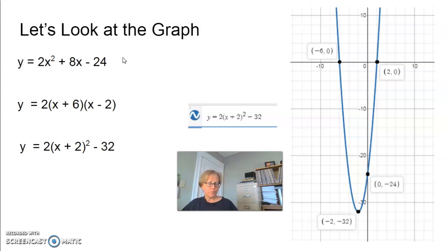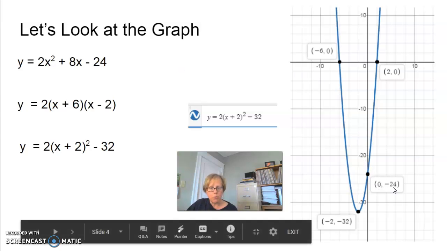Okay, but right here, the standard format is really useful in helping us find the y-intercept. You can see I'm circling the negative 24. The y-intercept is what happens when x equals 0. So if you make x equal 0, you can see these first two terms are going to cancel, leaving you with y equals negative 24. And you can see from the graph right here, the y-intercept is (0, negative 24).